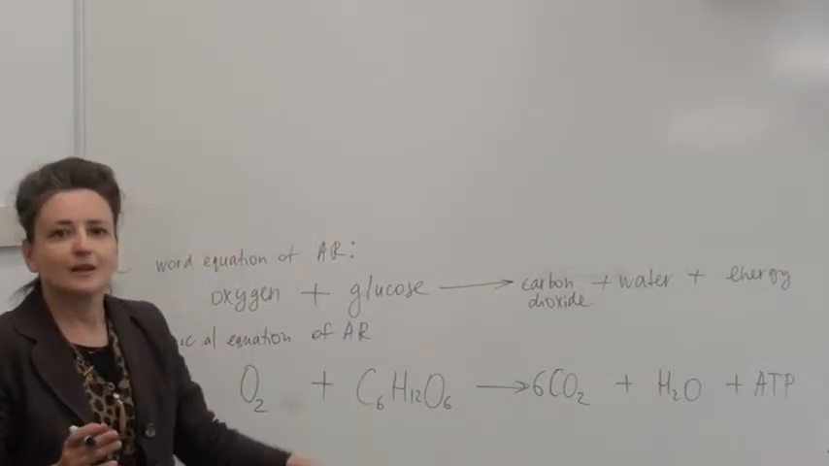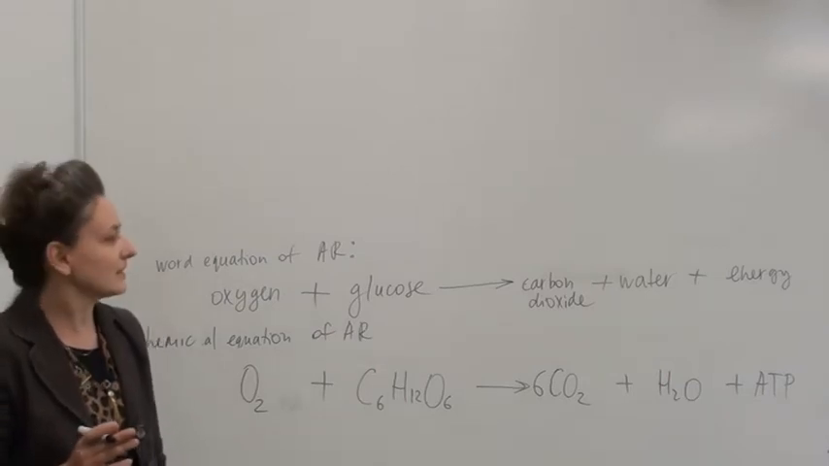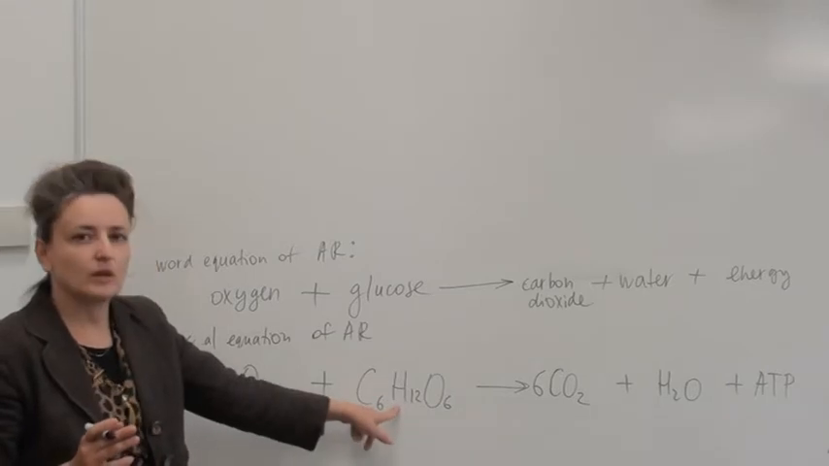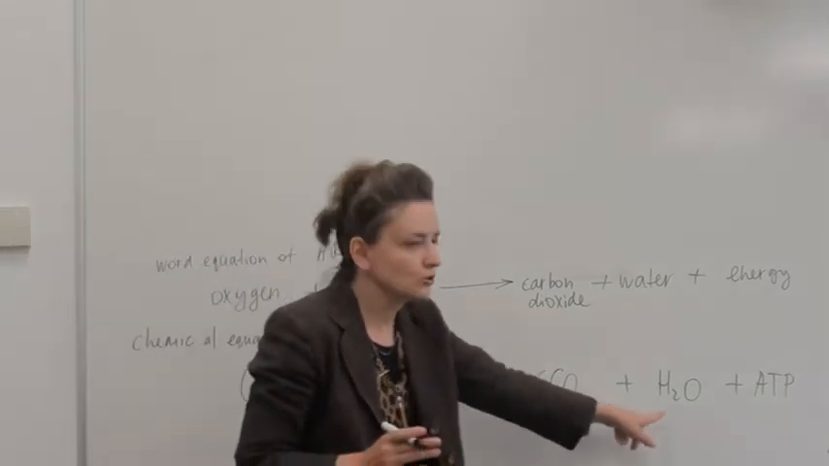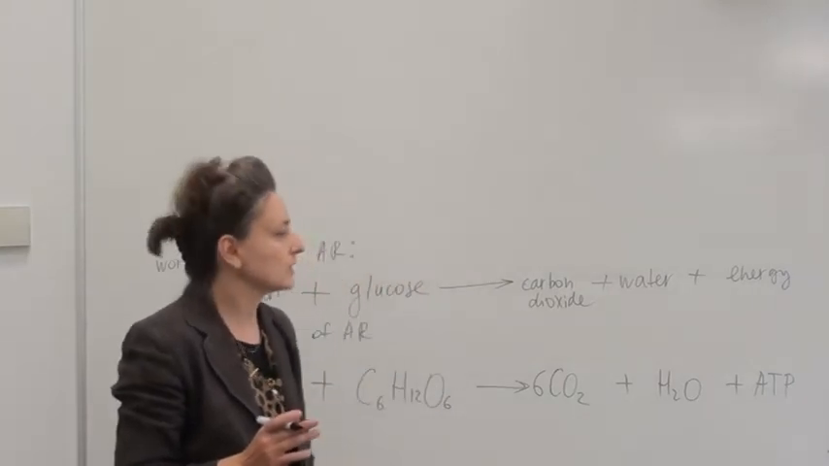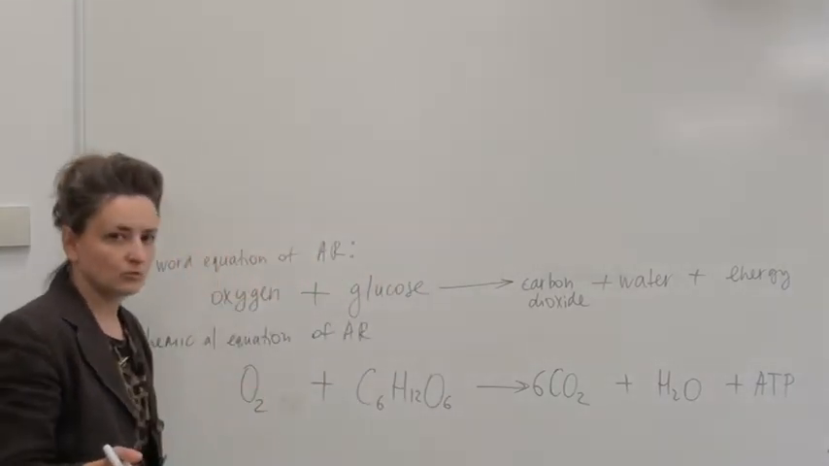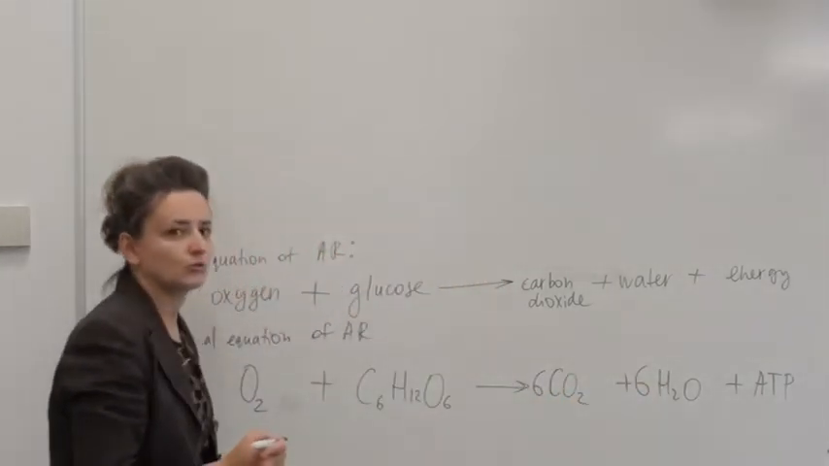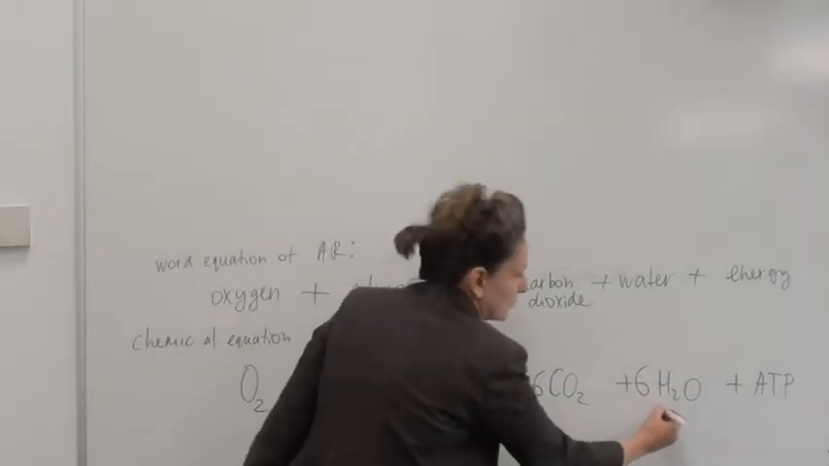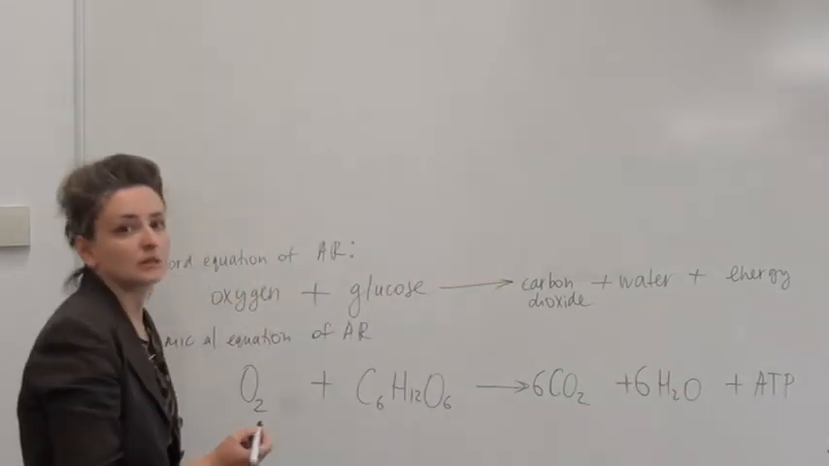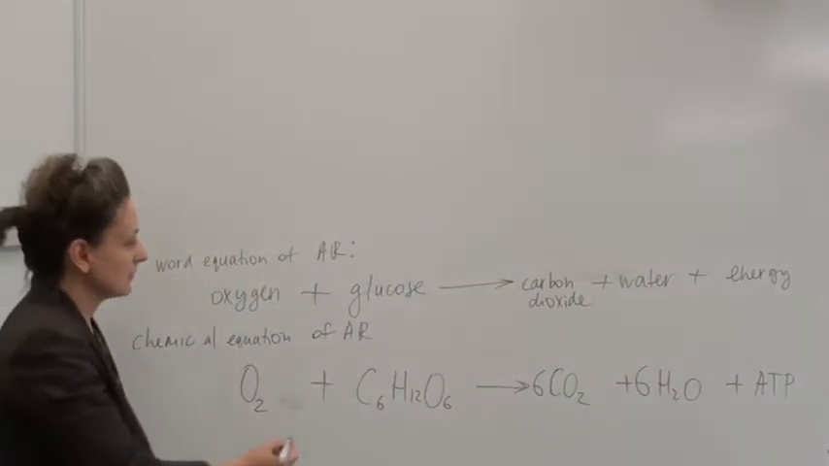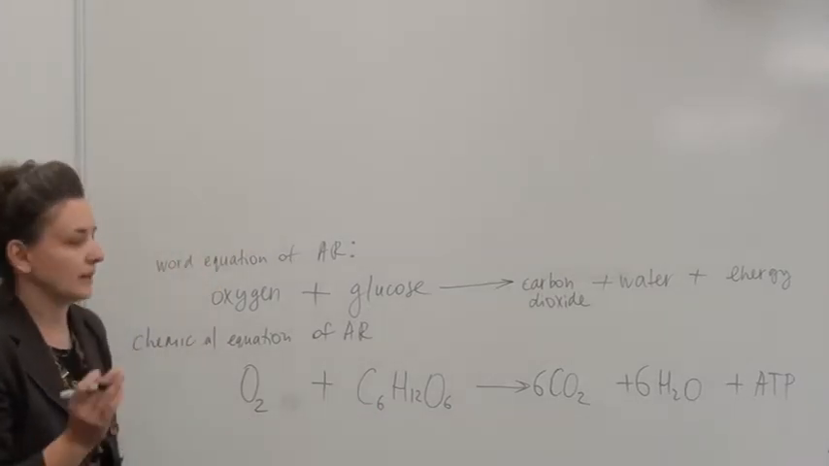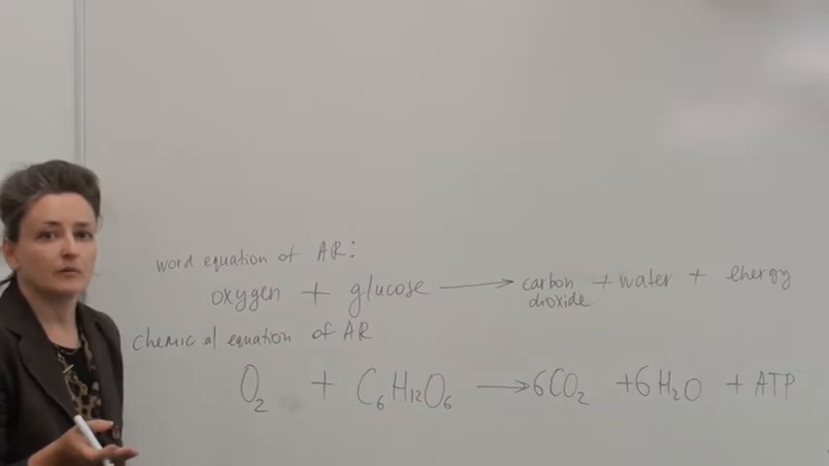Actually, I kind of had an answer there already for those of you who are paying attention. So on this side at the moment I've got 12 hydrogens and I've got only 2 in water on the other side. So all I need to do to balance it is to put 6 in front of H2O, because that would mean I've got 12 hydrogen atoms now on the other side, and there's 12 in the glucose. So that's both carbons and hydrogens now have been balanced.